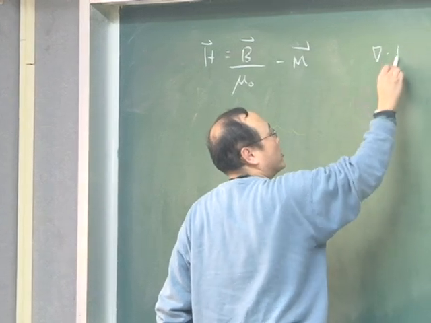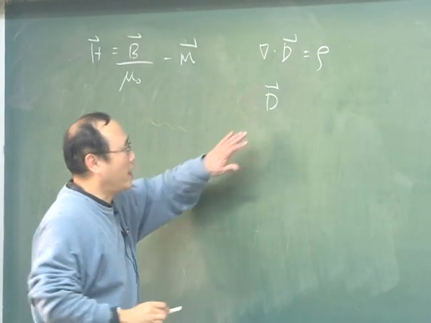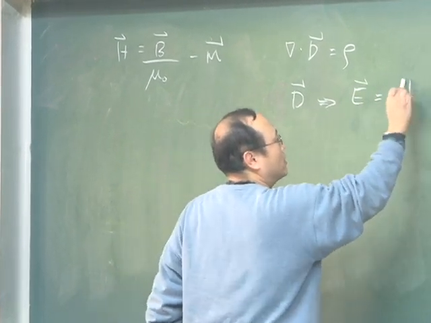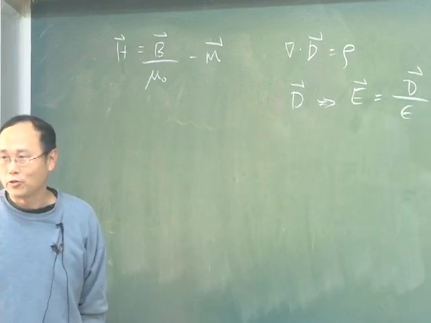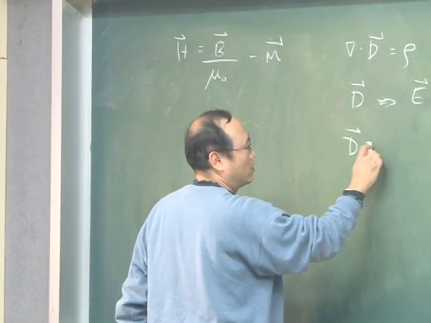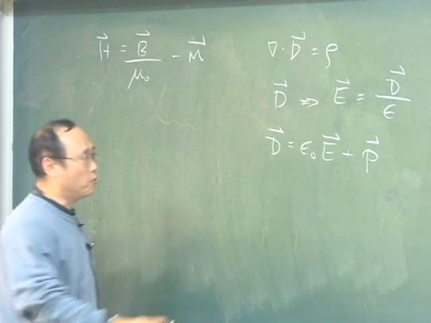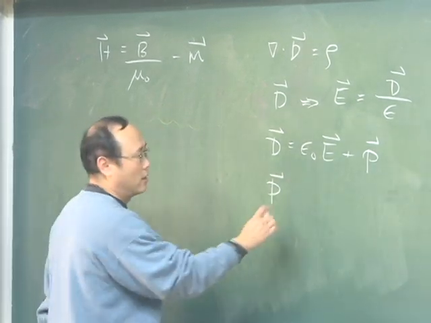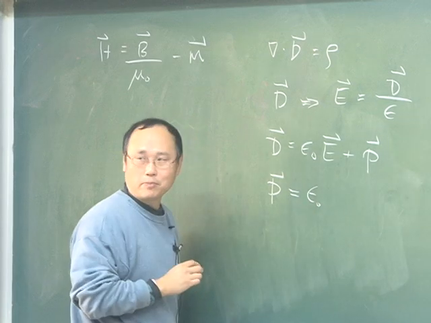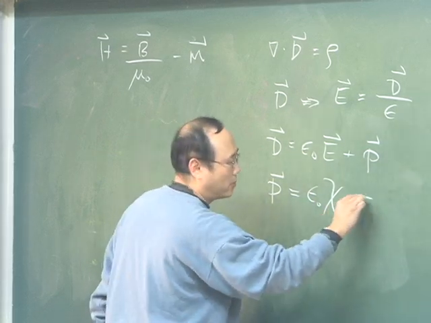And previously you have divergence D equal to rho for the electric field. And once you calculate D from this isolated charge, you can get your electric field from D divided by epsilon, if you remember. How did we get this relationship? Because this D was defined to be this. And we know P, this polarization vector, in the linear regime is equal to some vacuum permittivity multiplied with some electric susceptibility multiplied with the electric field.